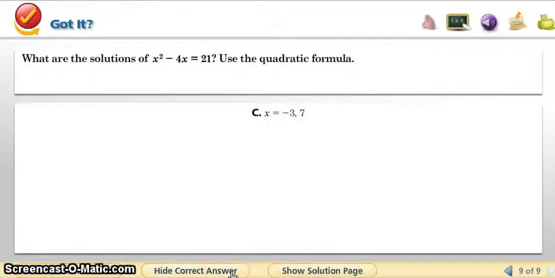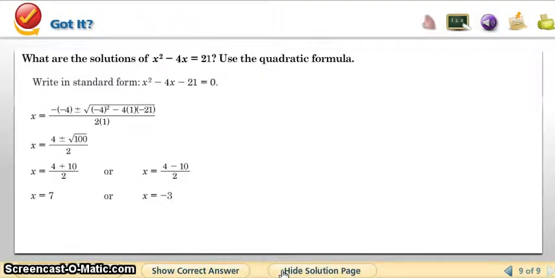Your correct answer is -3, 7. I'm just going to put that up there. Your B was -4, your C was -21 because you had to move it over, and your A was simply 1. And then you just simplify from there.